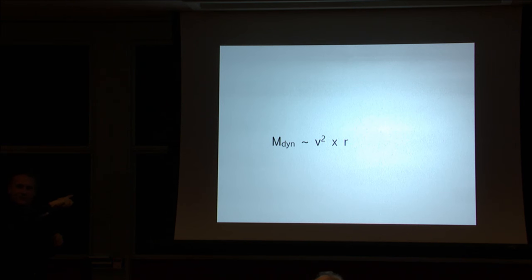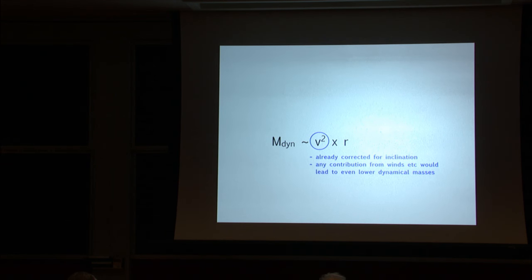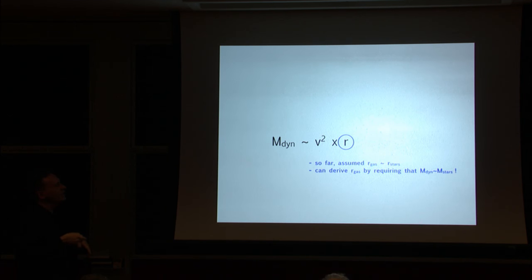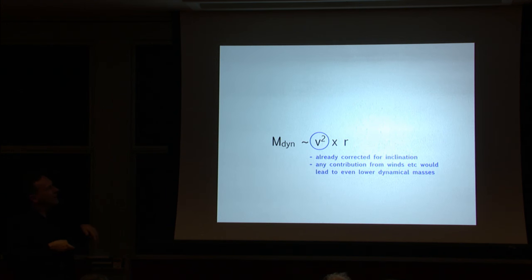So let's go back to our complicated equation that we've been using. The dynamical mass goes as sigma squared times radius. And this part, we've done all we could to that, right? We've corrected for inclination, so that pumped up the velocities a bunch. And we've ignored any contribution from winds or other things that could increase the velocity dispersions.